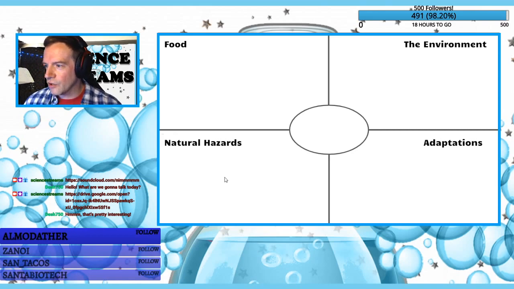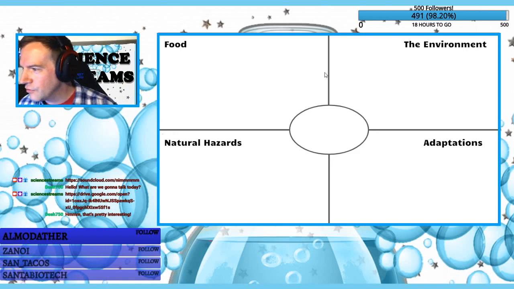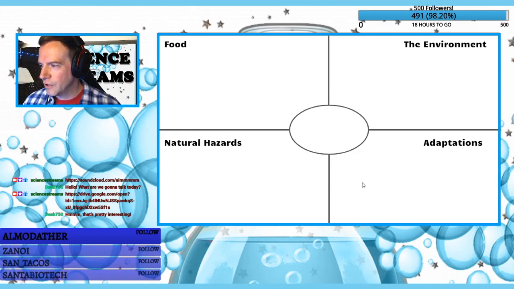And they also write down that there's a lot of natural hazards in the game that students can write about. And of course, the adaptations. What adaptations do badgers have to live in their environment, to deal with their natural hazards, or to get food? So all this kind of goes together. It's all about the badger.